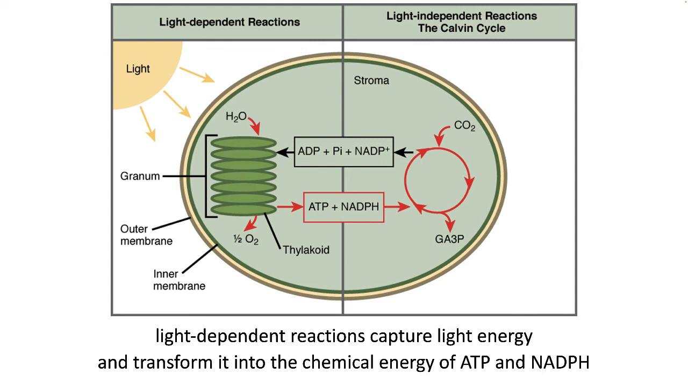All right, so let's just check back in with our overall summary. We've captured light energy and transformed it into the energy of ATP and NADPH. Those are ready now to be used during the Calvin cycle. And we've also produced oxygen gas as a product of taking electrons from water and using them to reduce photosystem 2, or P680.